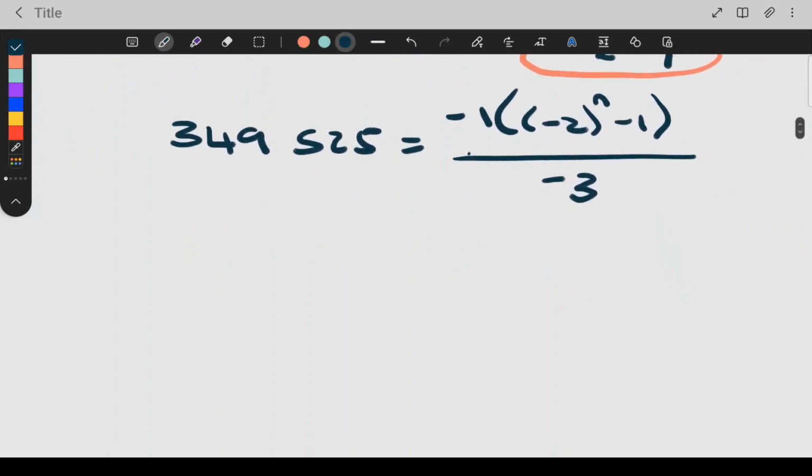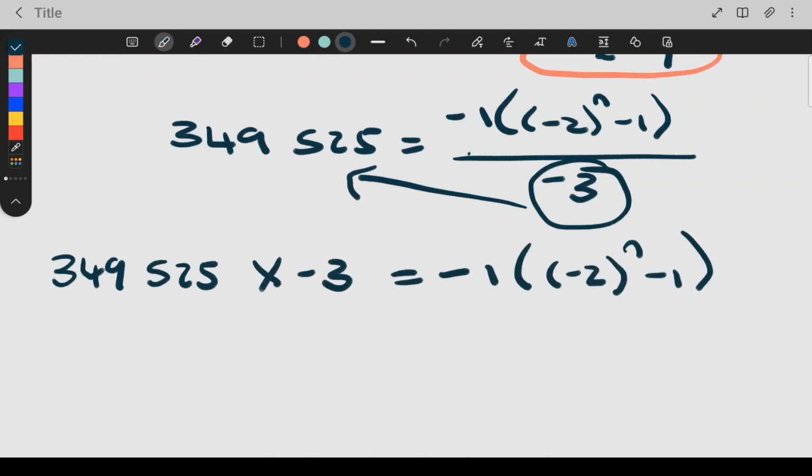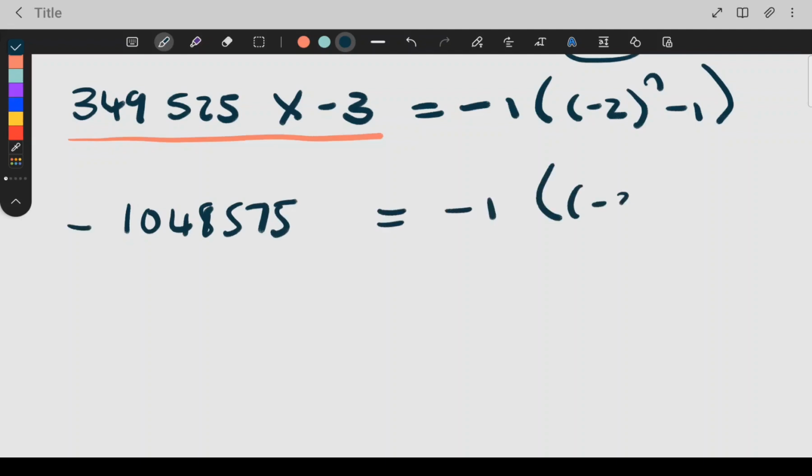Then take this denominator over. So take this denominator that side. So I'm going to say 349,525 times -3. Okay. So now let's simplify only this part. So the left hand side will give me 104,875, a negative. And I'm left with this negative here, -2 to the n minus 1.